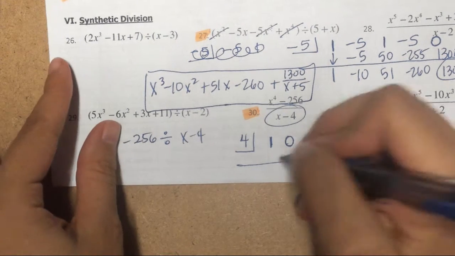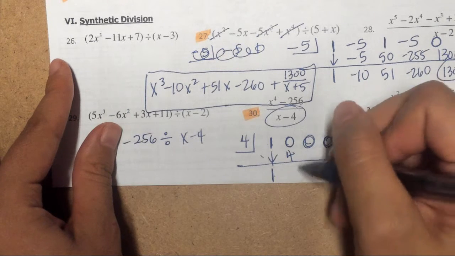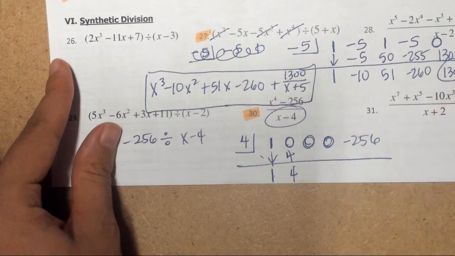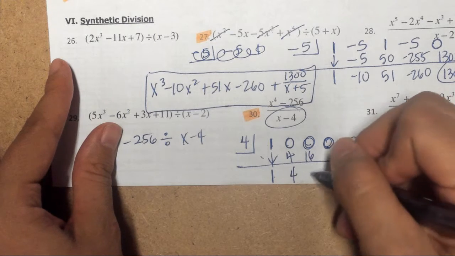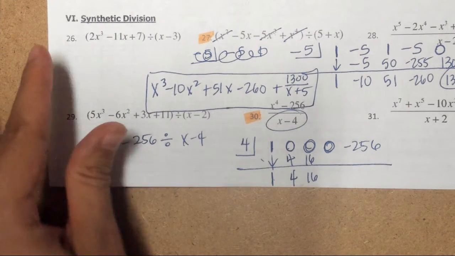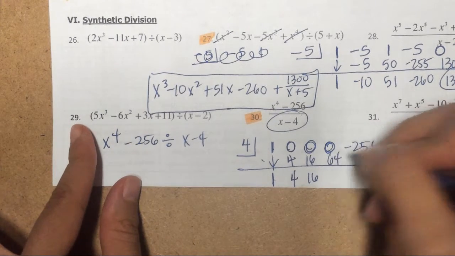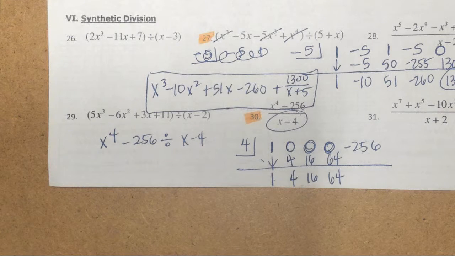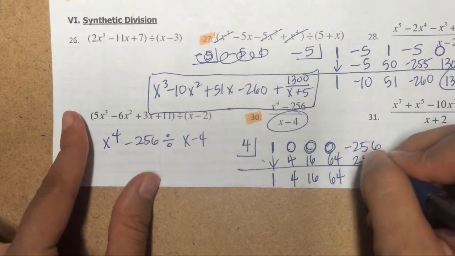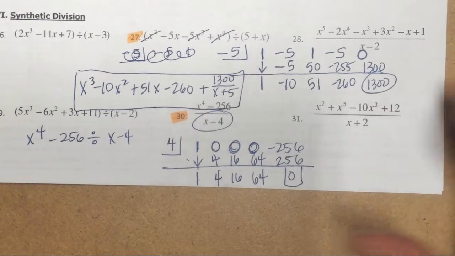Alright, so I'm going to go ahead and drop my 1. So 4 times 1 is 4. And then I'm going to add. So I get 4. And then 4 times 4 is 16. I'm going to add. So 16 plus 0 is 16. 16 times 4 is 64. Then I'm going to add 64. And then 64 times 4 is, I believe, 256. So when you add here, you get 0. So this one goes in evenly, which is nice.